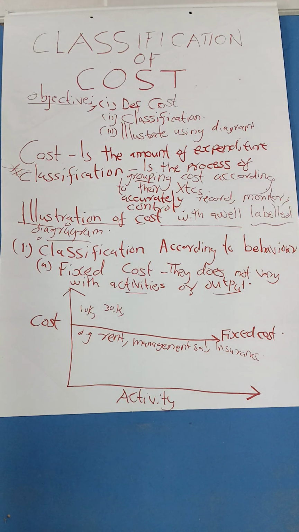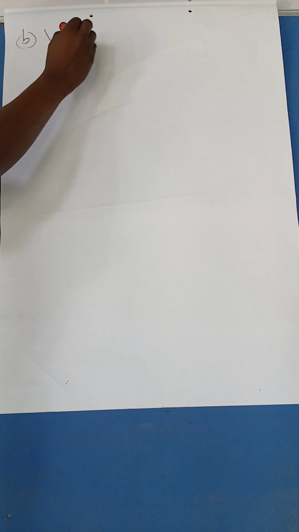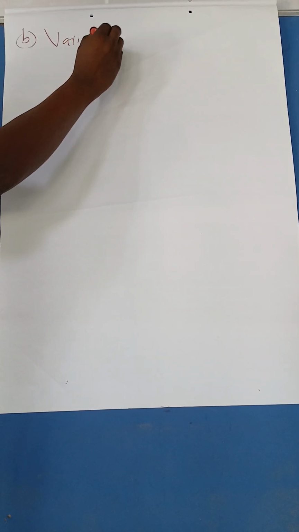We call it variable cost. What are variable costs? We are still under classification according to behavior. So, part B, variable cost.